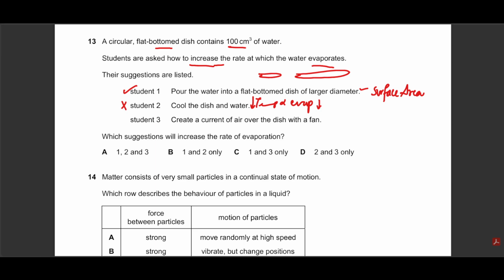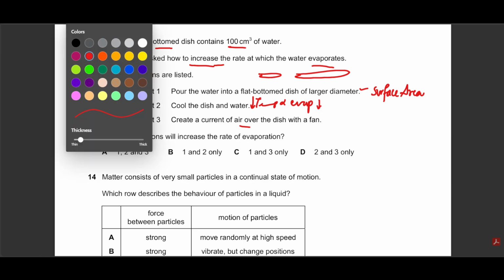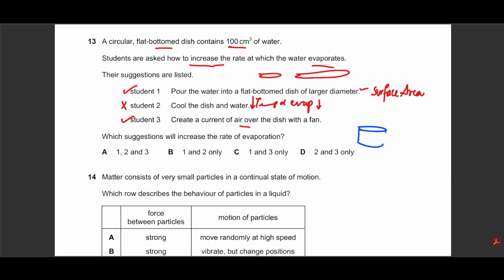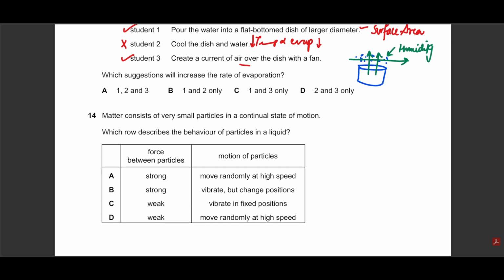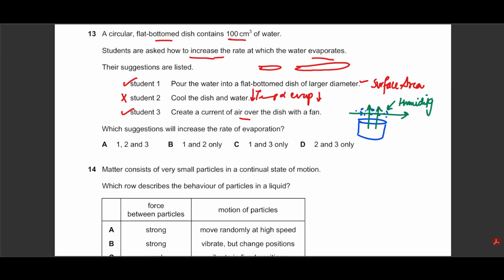Student 3, create a current of airflow. This is also going to increase evaporation, primarily because if you increase the airflow, then whatever particles have escaped and are existing partially over the surface of the liquid will be swept away, and there will be space for new water particles to escape. These particles are what we call humidity in air, the presence of water molecules in air. So the answer for question number 13 will be option C, as 1 and 3 are the only effective ones.